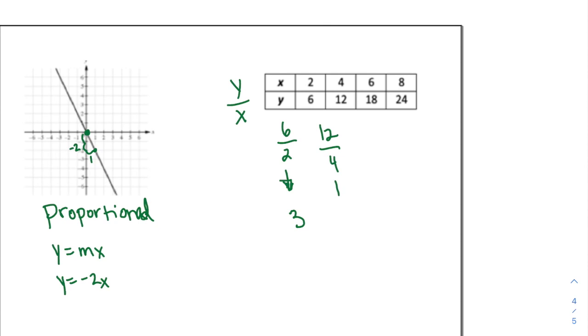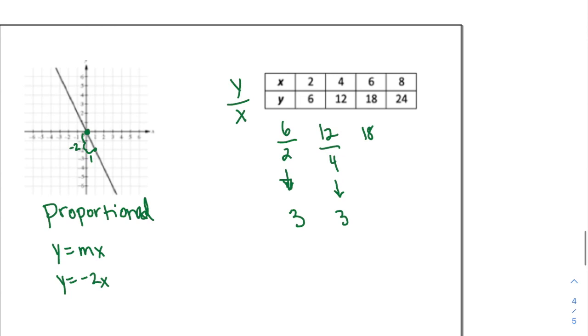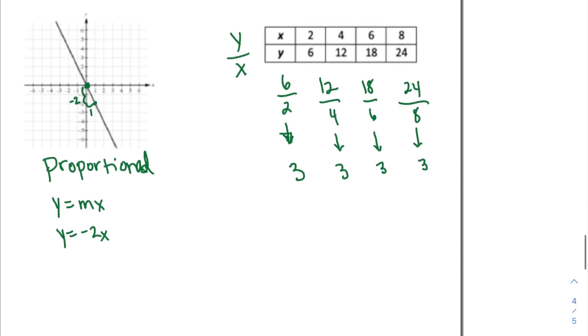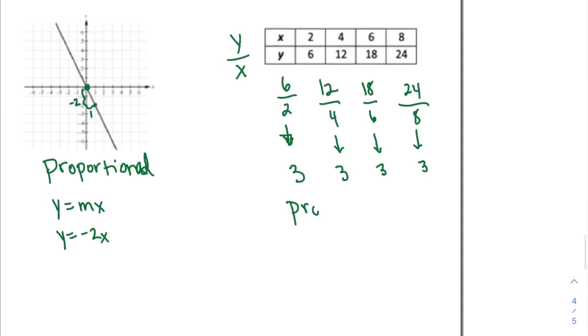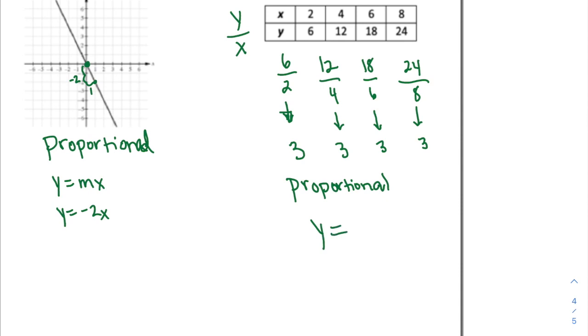All right, 12 divided by 4, we're going to get 3 again. 18 divided by 6, 3 once more. And then 24 divided by 8, 3. All right, so all of these are the same. So is it proportional? Yes, it is proportional. And then you're going to make your y equals mx equation, and the constant of proportionality is your m. Oops, so we wouldn't write m, we would instead write the constant of proportionality, which is 3x.